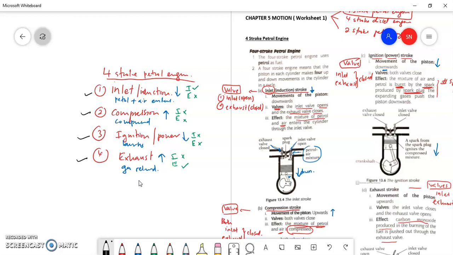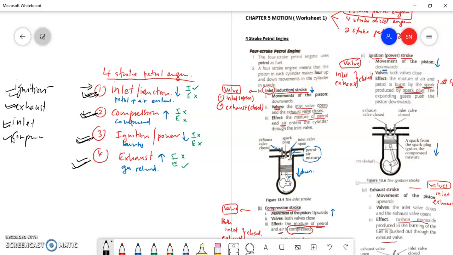Now you can be given the arrangement in a different order. That means it can be, let's say, ignition, exhaust, inlet, compression, and so on. What I'm trying to say is it repeats. If you go inlet, compression, ignition, exhaust, then it repeats inlet, compression, ignition, exhaust. So it doesn't need to start with inlet in your exam.